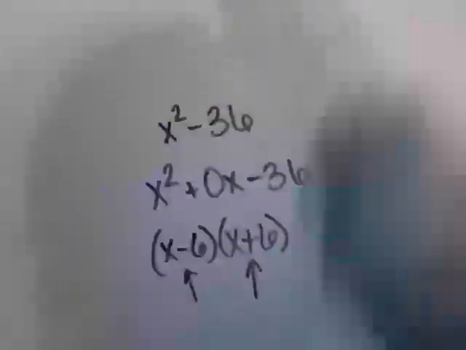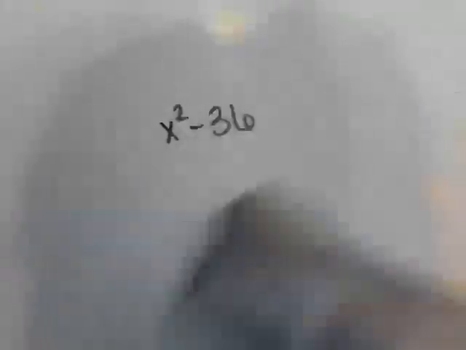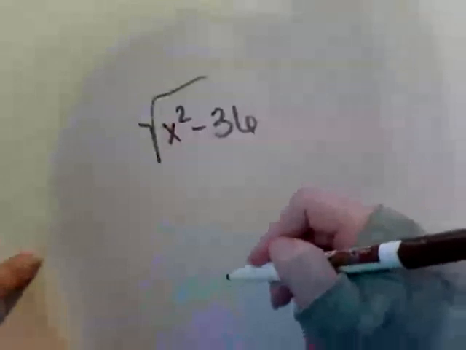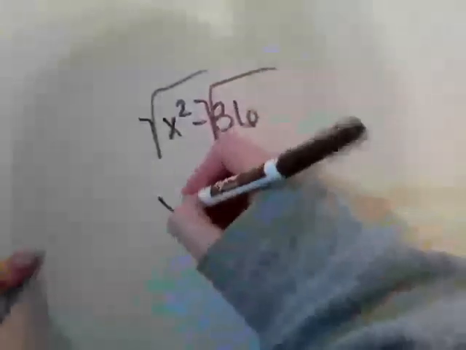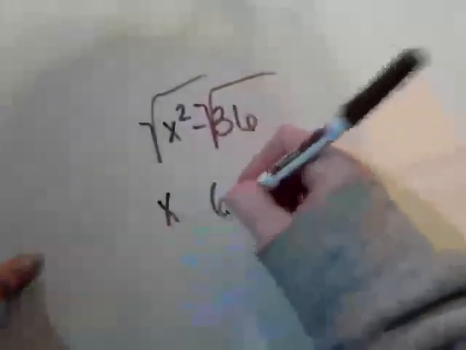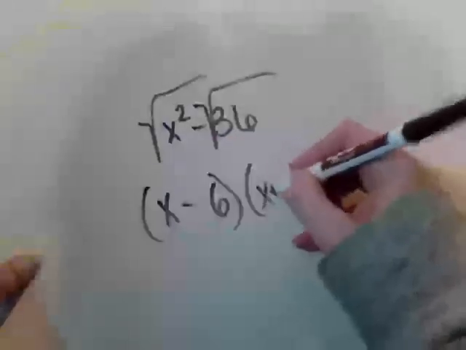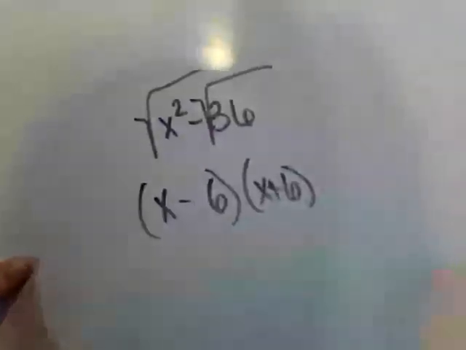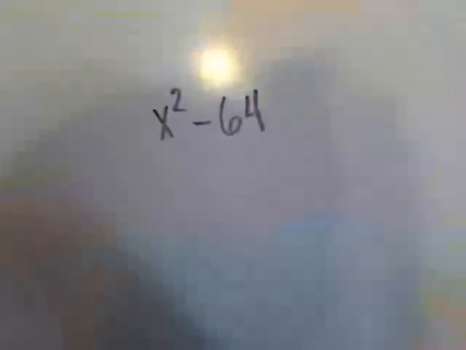If I recognize from the very beginning of this problem that this is a difference of squares, what we're really just doing is the square root of the first term and then the square root of the last term. The square root of x squared is x. The square root of 36 is 6. And if I know it's a difference of squares, it's going to be x minus 6 and then x plus 6. Okay, so for example, if we did x squared minus 64, let's do this one the short way.